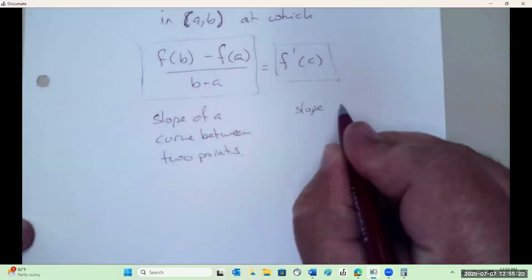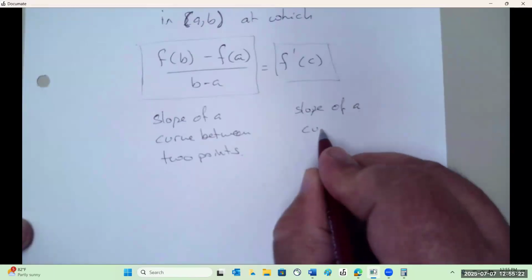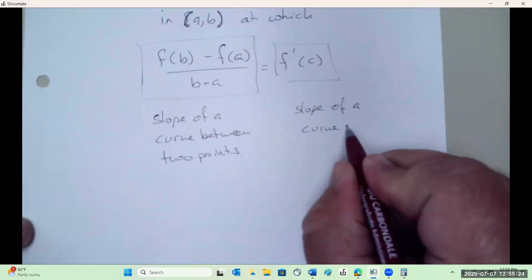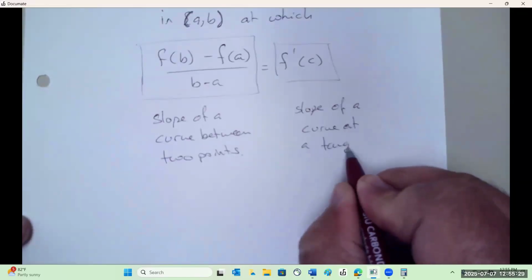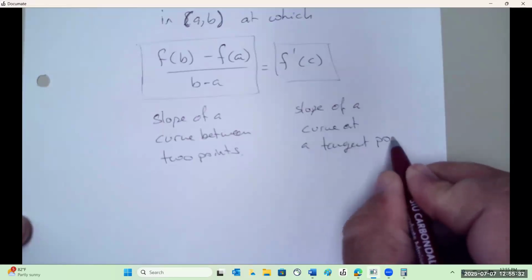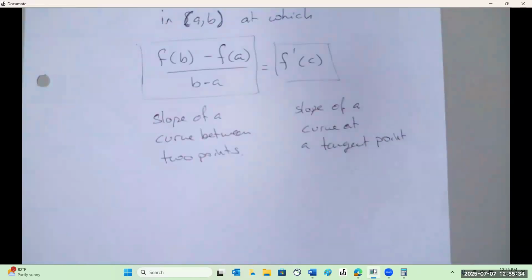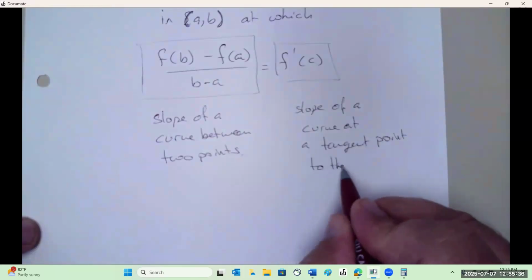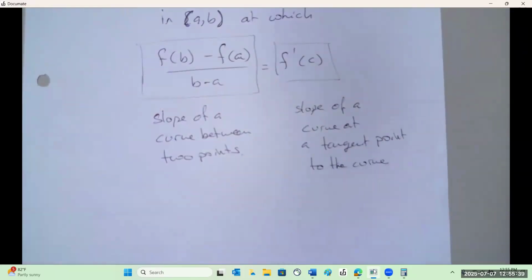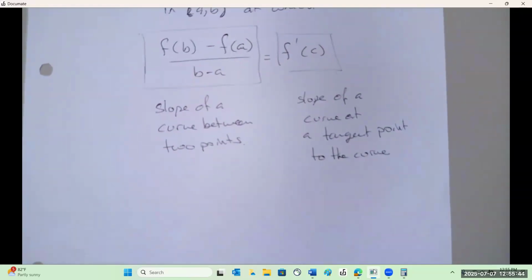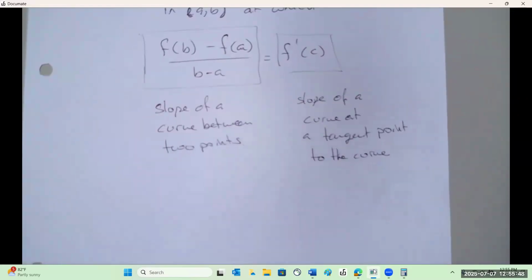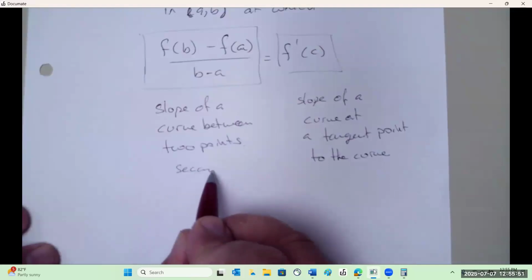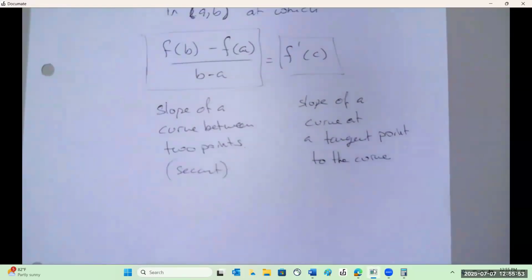This is the slope of a curve at a tangent point to the curve. So this is what we just discussed. This is the slope between points A and B, the secant. This is the secant, and this is the tangent line.